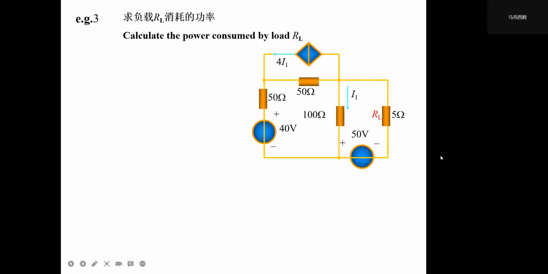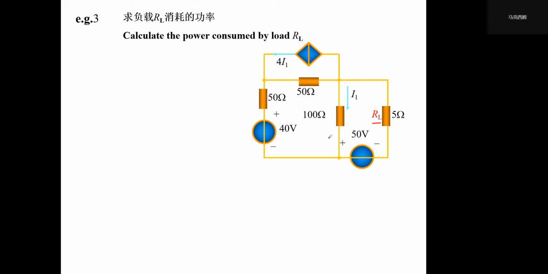So let's see another example. We have this kind of circuit, and we have a resistor RL here. It's 5 ohm, and we would like to calculate the power consumed by RL. So it's very easy to calculate. We will calculate the current and the voltage on it, then we can calculate that, right? And in the meanwhile, we don't want to know the distribution of the current and voltage on the other branches.